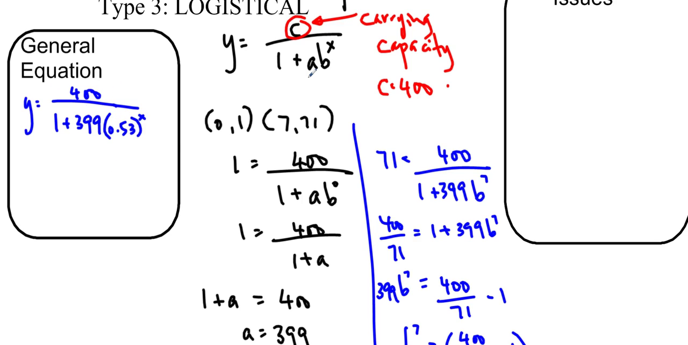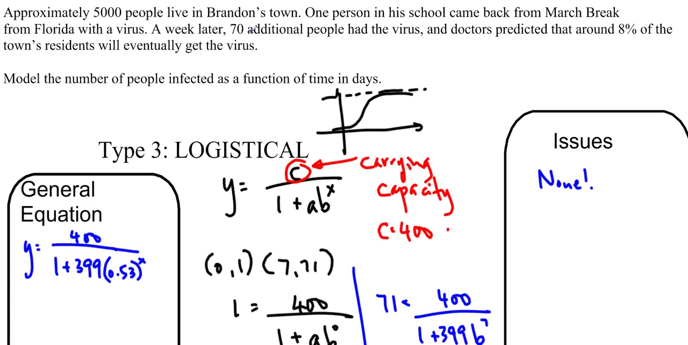And in terms of issues, there are none. So hooray. In some ways it's a little bit more difficult to find, but not really. You can just fill it in, especially if you have the initial value, then your life is much easier. So anyways, that is about it. All we did was take a situation and decide which equation would best model it, and we learned about the logistical equation, which is y equals c over 1 plus ab to the x, which looks like this.